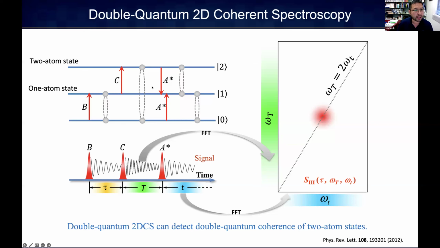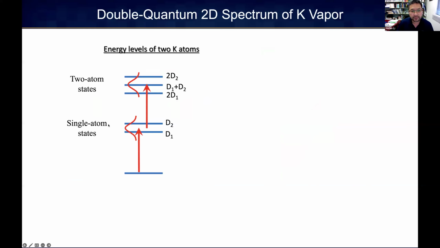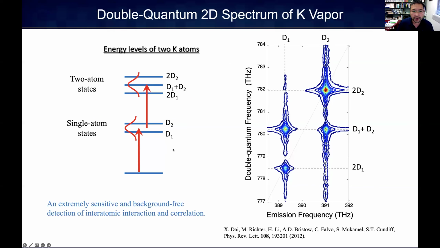All right, now back to potassium. So if you look at the two-atom picture of potassium, for single atom states, you have two states corresponding to D1 and D2 states. But the two atom states have three possible energy levels, which are the combinations of D1 and D2. So now if you perform the so-called double quantum 2D spectroscopy on the system, then in the y-axis, you're going to see three resonances, which correspond to these three energy levels, which are combinations of D1 and D2. So therefore, this is a direct observation of the two atom states, two atom correlated states in the system.